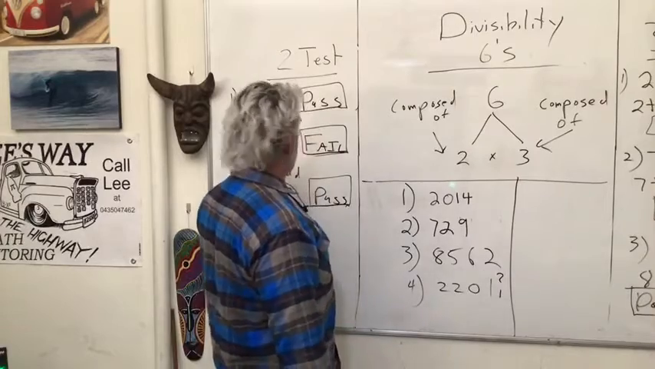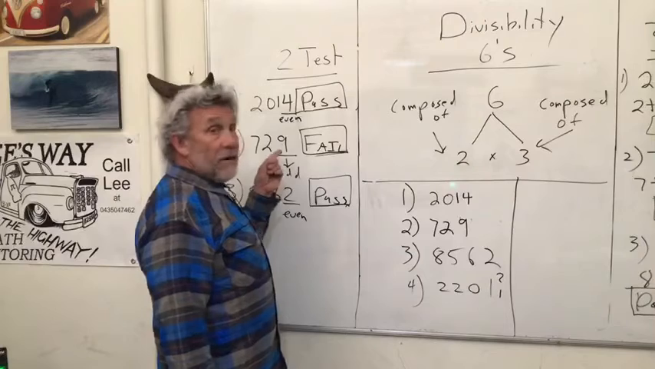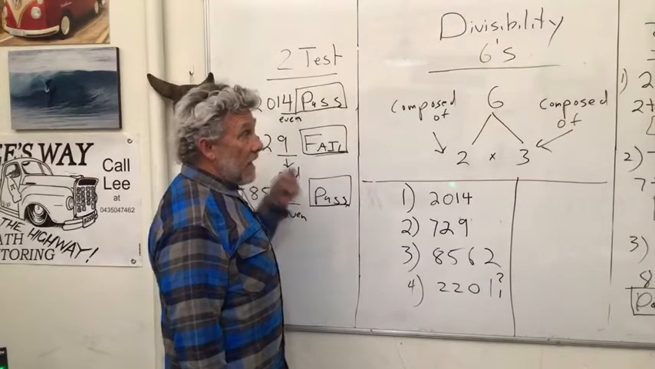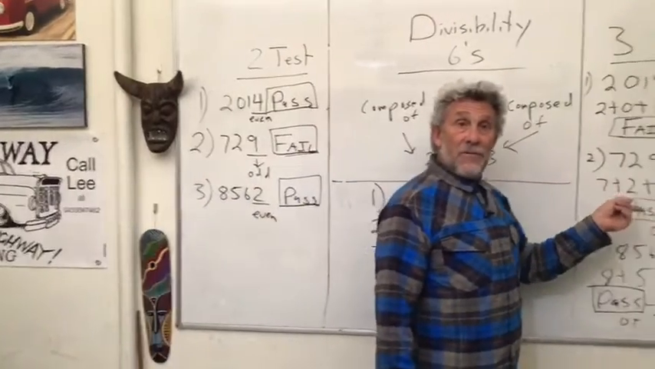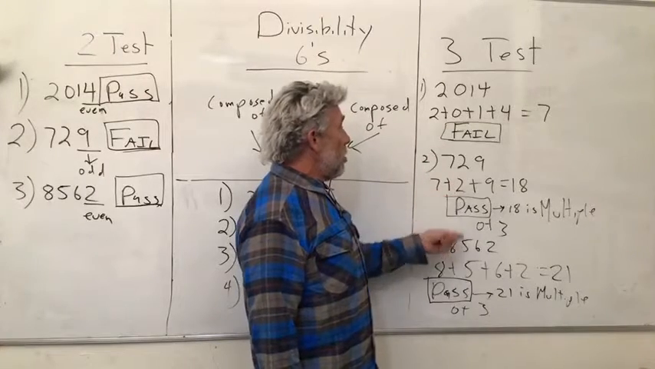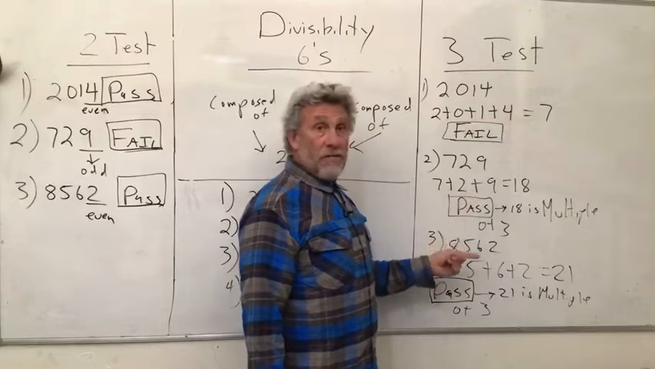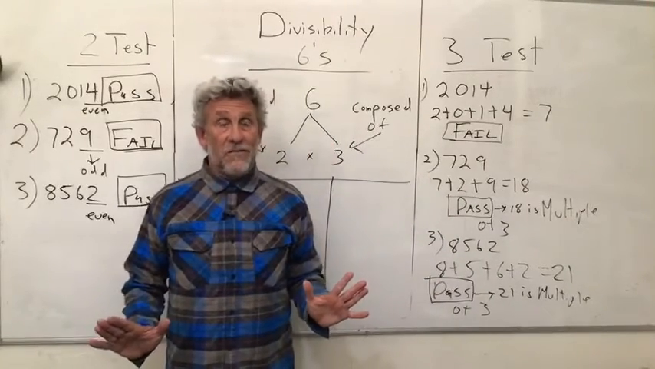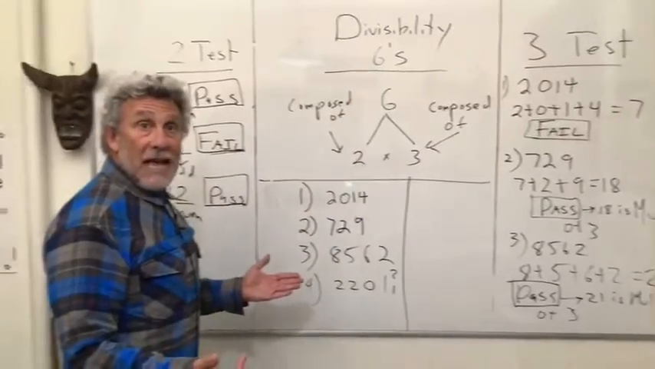Next one, 729. Now, it fails the 2 test because the 1's digit is a 9. Now, if you come over here, it passes the 3's test because 7 plus 2 plus 9 is 18, which is a multiple of 3. So it passes, but it fails the whole test for the 6's because it didn't pass both tests.